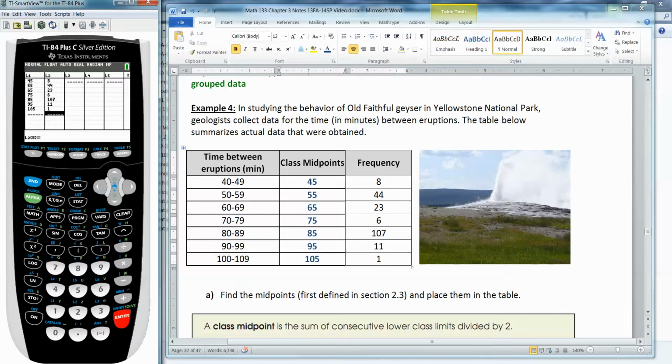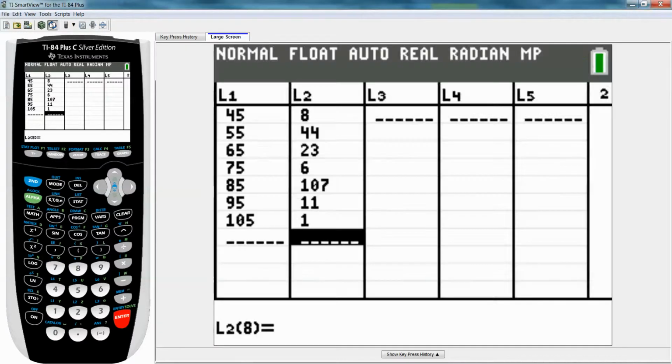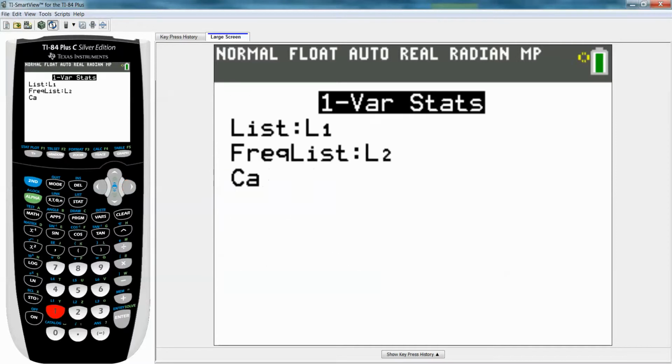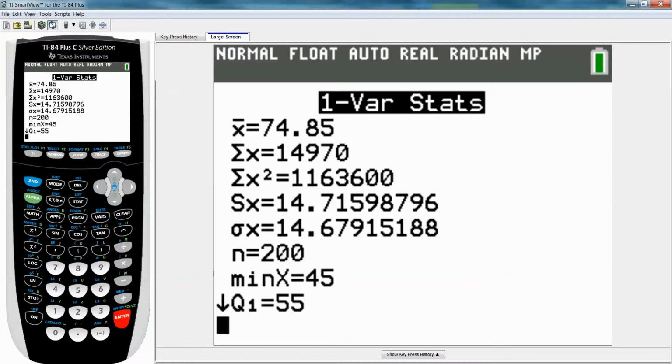All right? So then, to find the mean, you go stat, calculate, one variable, L1, L2, all that good. All right, 74.85. There's your mean right there. And it actually wants the standard deviation as well, and you can see that right down here. We're not going to get into it too much about whether it's S or sigma at this point, but suffice to say it's about 14.7, right?